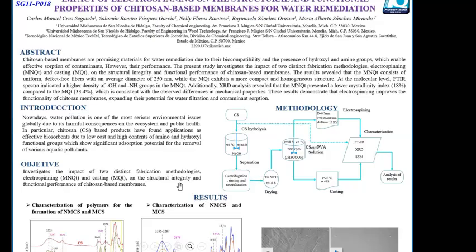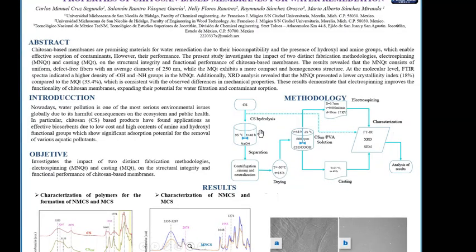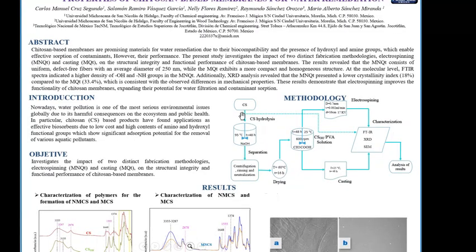The methodology followed for the fulfillment of the objective is as follows. Initially, the chitosan was hydrolyzed with sodium hydroxide for 48 hours. Then the solution was centrifuged at 4,000 rpm for 15 minutes. The precipitate formed by hydrolyzed chitosan was neutralized and dried at 60 C.